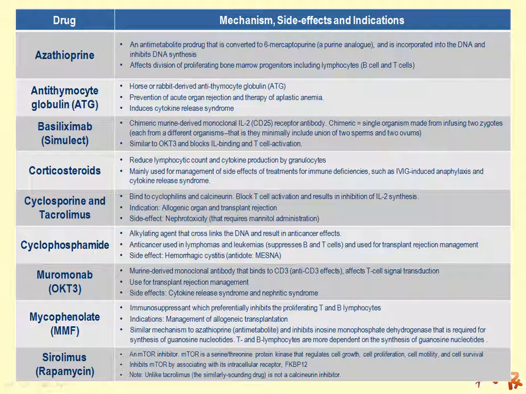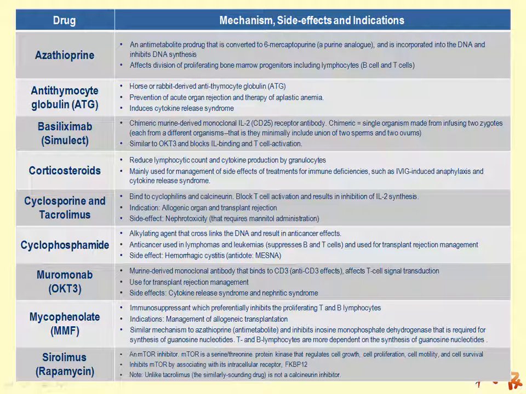Muromonab, or OKT3, is a murine-derived monoclonal antibody that binds to CD3. So, in a sense, this is an anti-CD3 antibody. It affects the T-cell signal transduction. It's used for transplant rejection management. Side effects are cytokine release syndrome and nephritic syndrome. So, OKT3. Three of it reminds you of CD3.